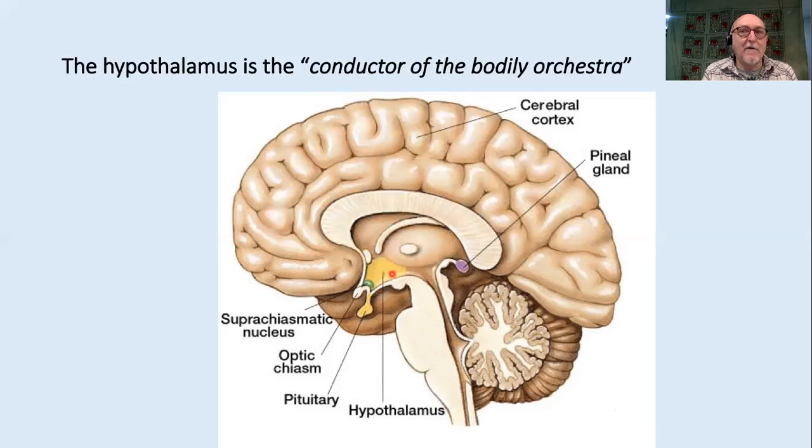Many, many of the hormones of the hypothalamus, however, do not operate directly on the body. Instead, they operate through an intermediary, which is this little gland here, which is the pituitary gland.